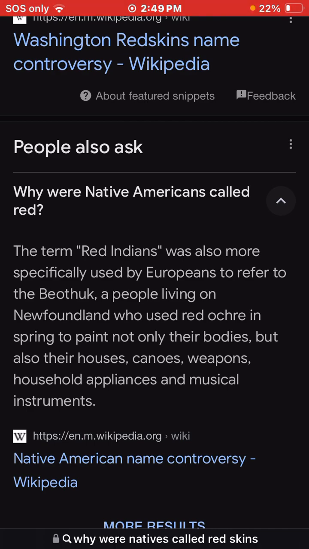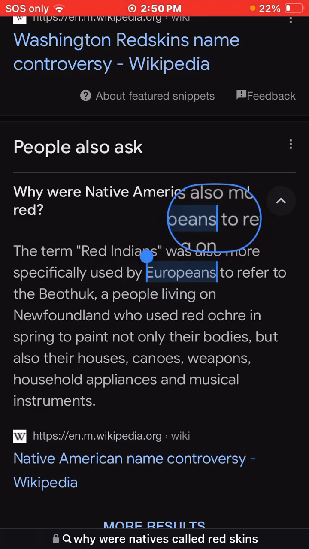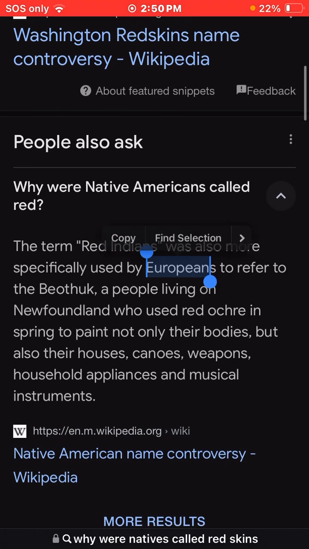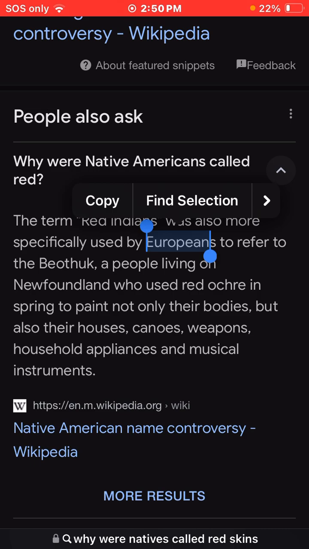It says the term Red Indians was also more specifically used by Europeans. You see, so Esau was the progenitor of who started giving our brothers the term redskin or savages, which really is ironic, because the real savage and the real red individual is Esau. Like it tells you in Genesis, Esau was born red all over like a hairy garment.